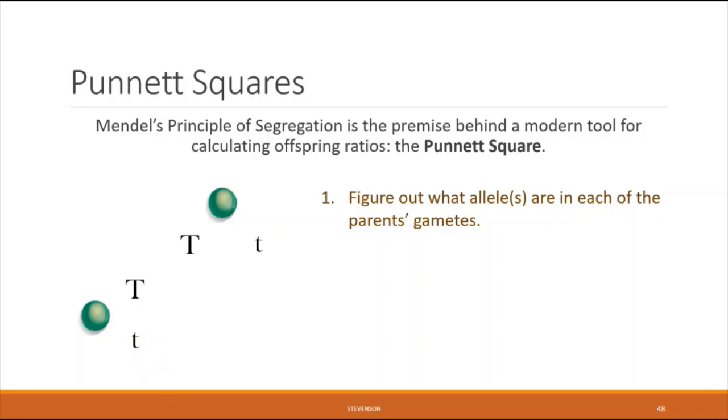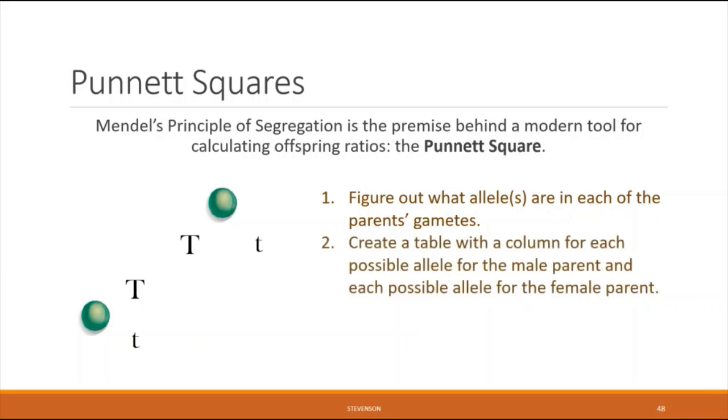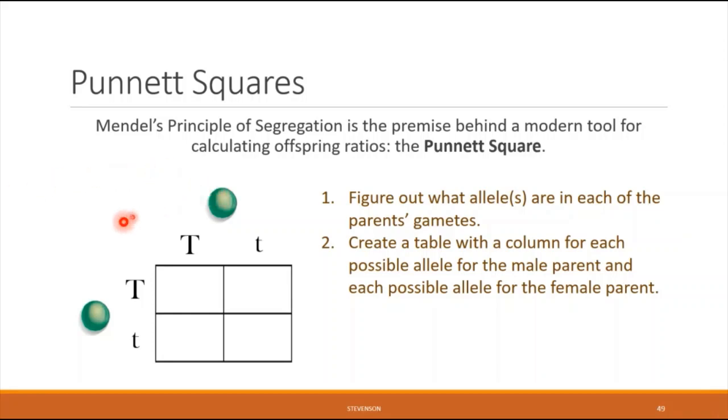Once you figure out what alleles are in the gametes, then you create a table that has one column for each possible allele for the male parent as well as for the female parent. It doesn't matter if you put the female parent on the top or the male parent on the top, they can go either way. The outcome will still be the same.